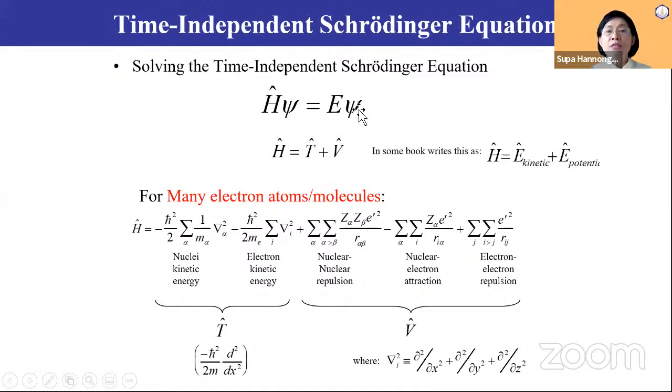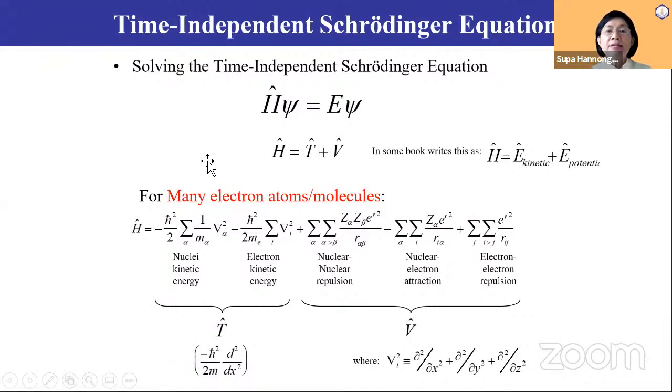And I would like to remind you about the time independent Schrödinger equation, which we try to solve, H psi equals E psi, and the H, as I said earlier, is the Hamiltonian operator, which can be represented by the sum of the kinetic energy term and potential energy term. Okay, so whenever it operates on the wave function, it results in the energy of the system. Sometimes in some books, the Hamiltonian operator is written as the kinetic energy term plus the potential energy term.